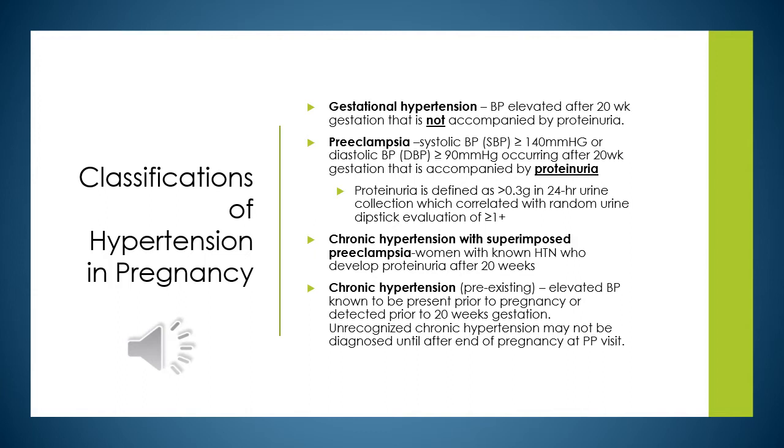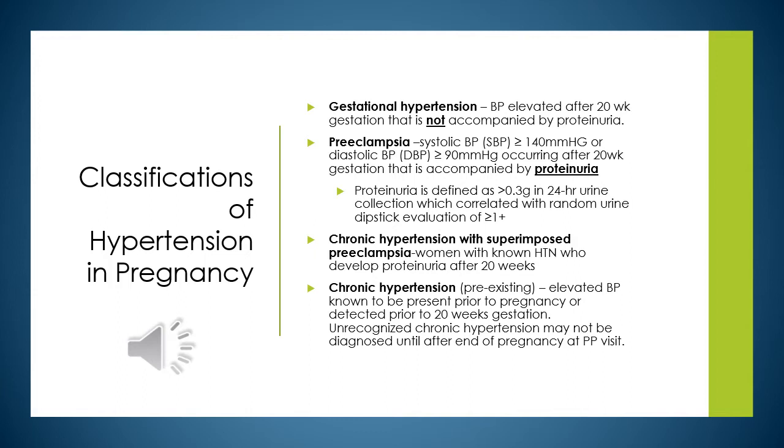Hypertension is defined as a systolic blood pressure greater than or equal to 140 or a diastolic pressure greater than or equal to 90. Gestational hypertension, formerly known as PIH or pregnancy-induced hypertension, is elevated blood pressure after 20 weeks gestation that is not accompanied by proteinuria or other signs of preeclampsia. This is the important distinguishing feature from preeclampsia. If this hypertension persists greater than 6 weeks postpartum, chronic hypertension is diagnosed.